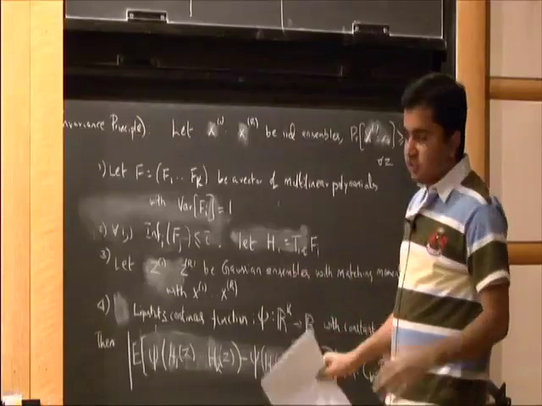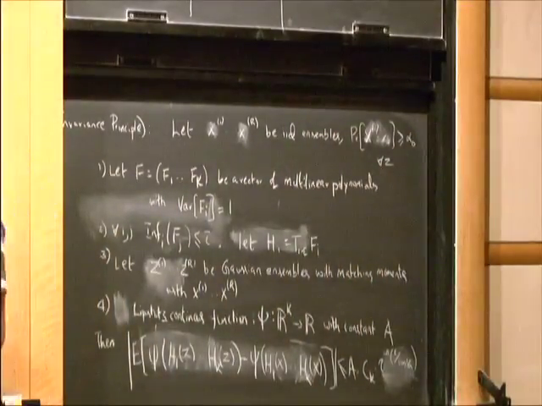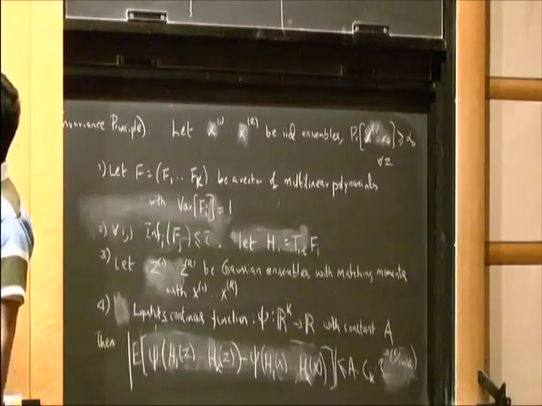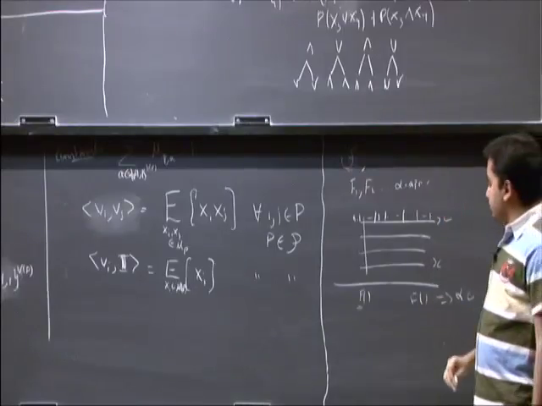Okay, so before I go, why do we think such a thing would work? What do we know about these polymorphisms? We know that they are low influence polymorphisms. That's our definition.